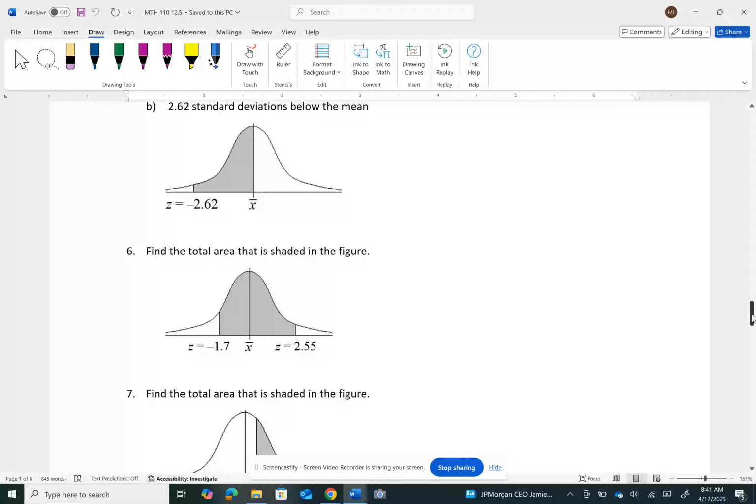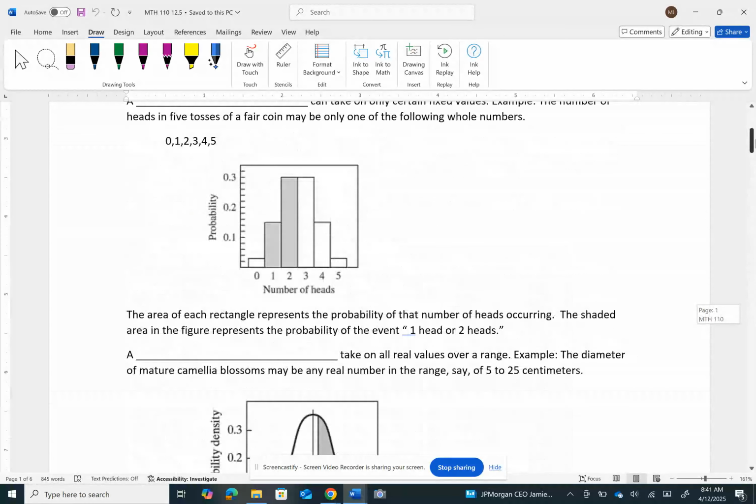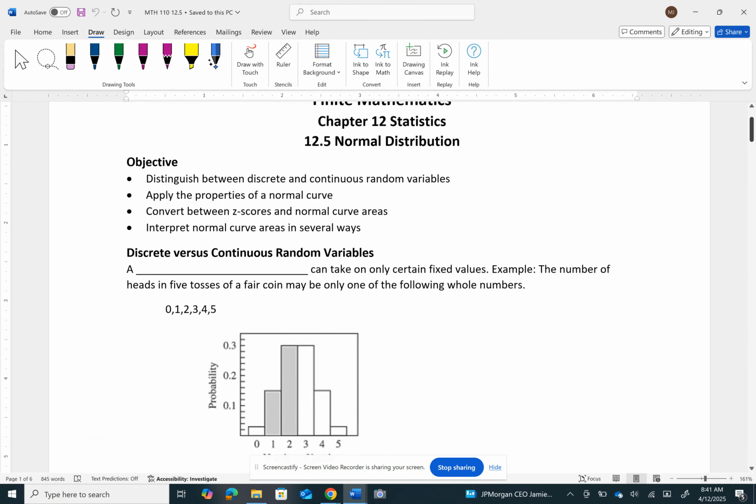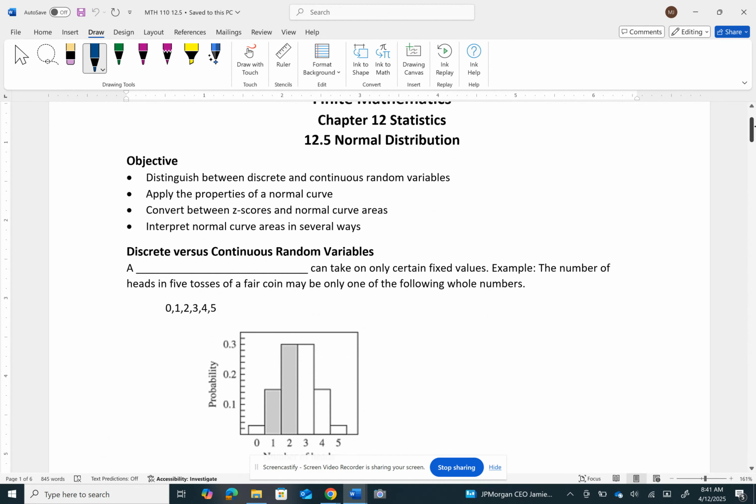All right, let's take a look at section 12.5, which deals with the normal distribution. All right, so there's several things we're going to be trying to do. The main one is to convert between z-scores and normal curve areas, which would also have something to do with the probability of data values being in a certain spot.